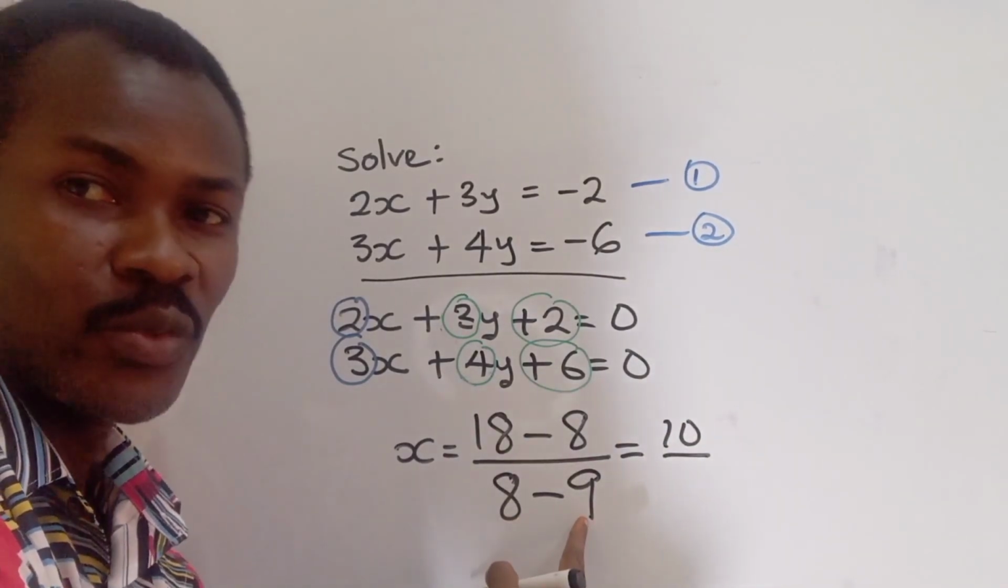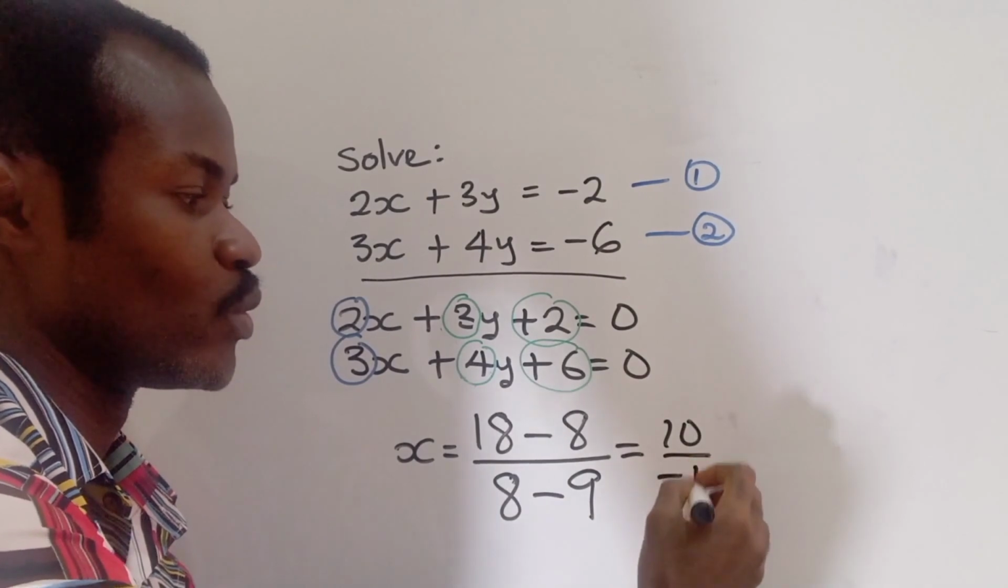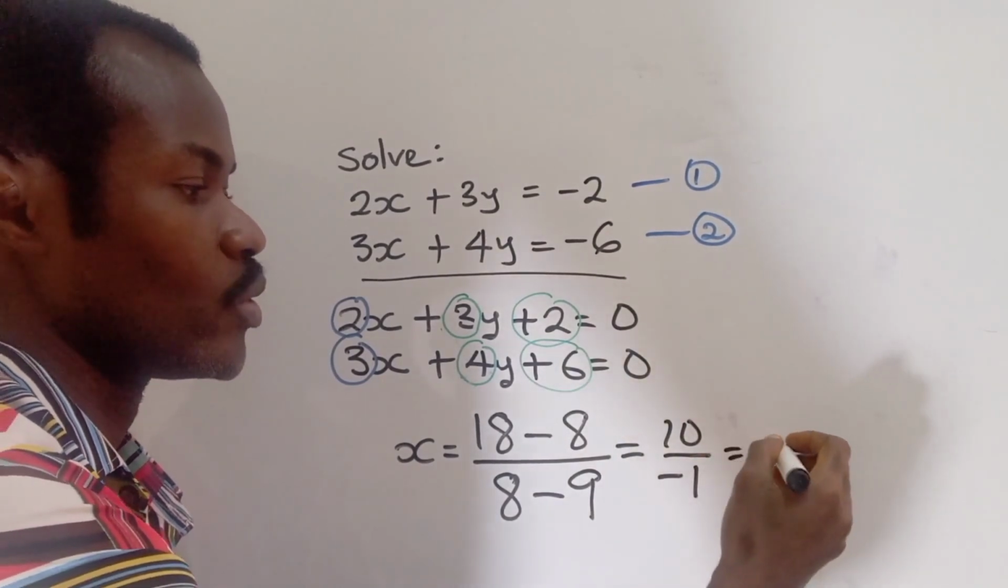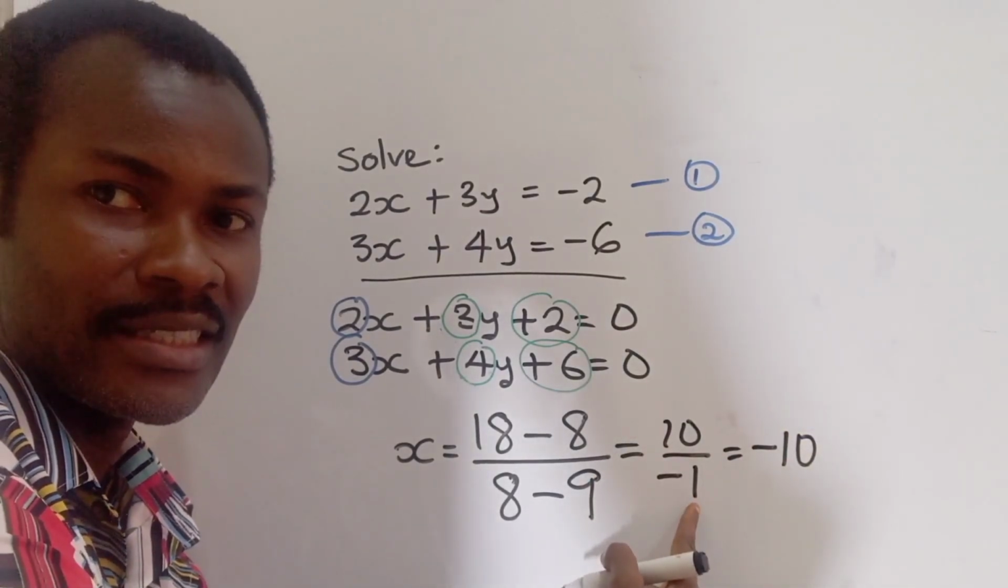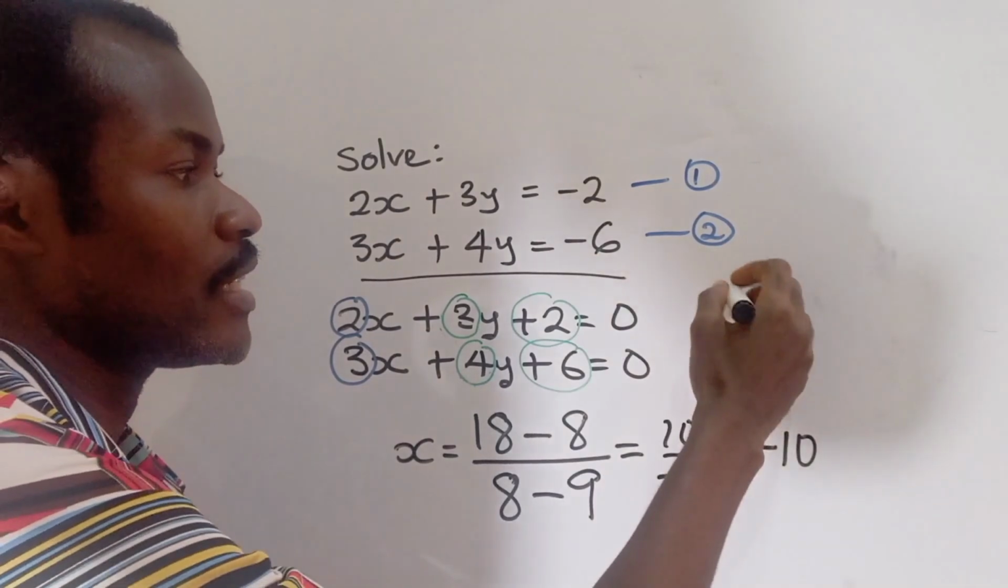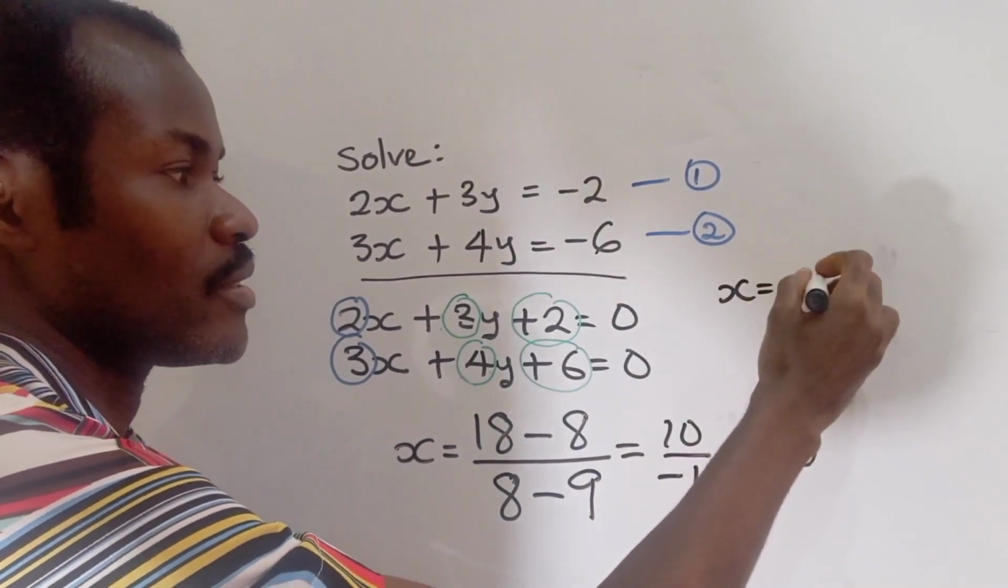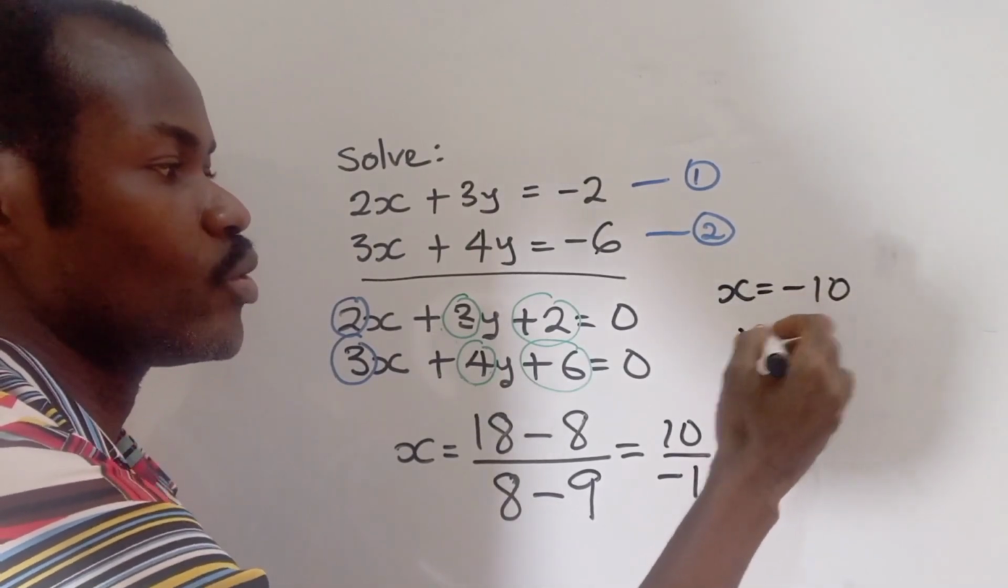And 8 minus 9 is going to give us minus 1. So this is still equal to what? Minus 10. Because 10 divided by minus 1 is still minus 10. So let's keep our x as minus 10 somewhere here. Now we're going to look for y.